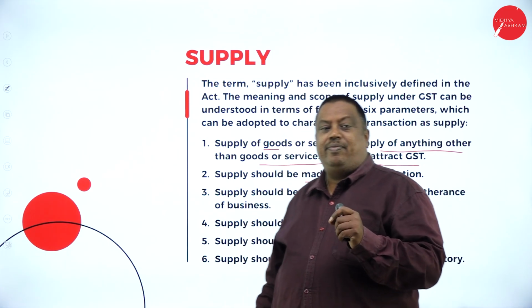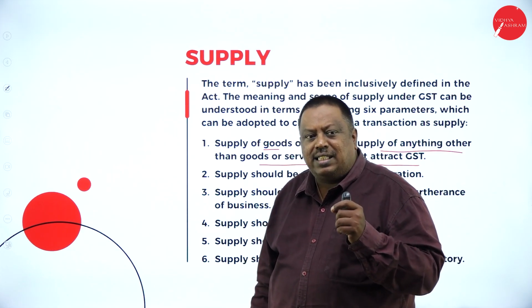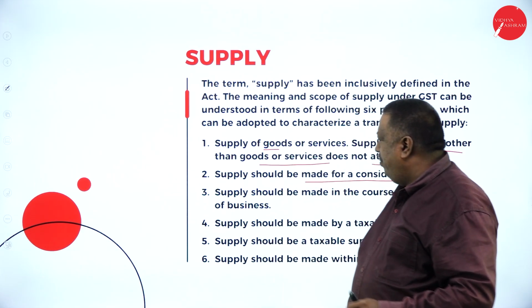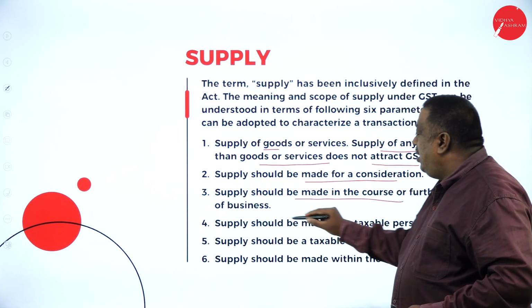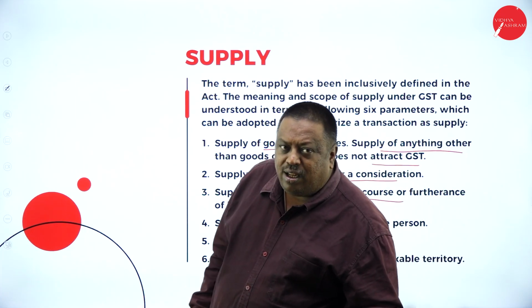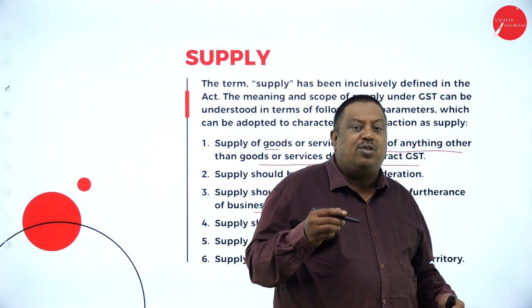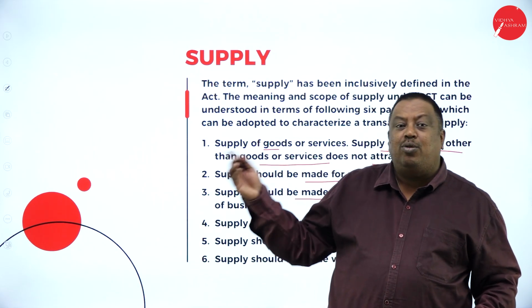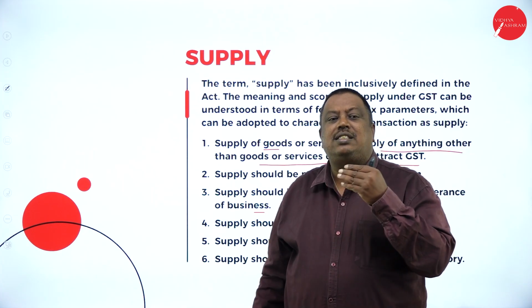And if it's not paid, or if it is not sold for money, then it cannot be called a supply under GST. Next, supply should be made in the course or furtherance of business. They're saying that if any goods are sold in such a way that they are going to be resold, or used for further business activities, then it is called a supply.